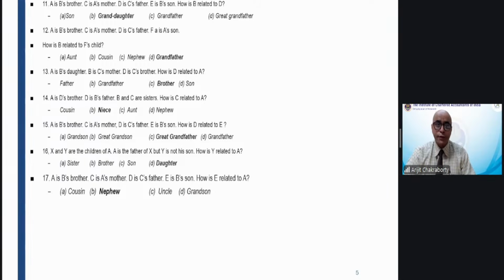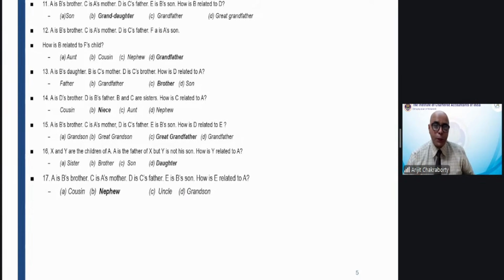Next fact given is D is C's father. Above C is D, meaning D is the father, so D is male. Next is E is B's son. B's son is E, so E is also male. Question is, how is E related to A? Okay, so here we have drawn, yes, almost yes, we have 3 generations here. But the question is regarding E and A.